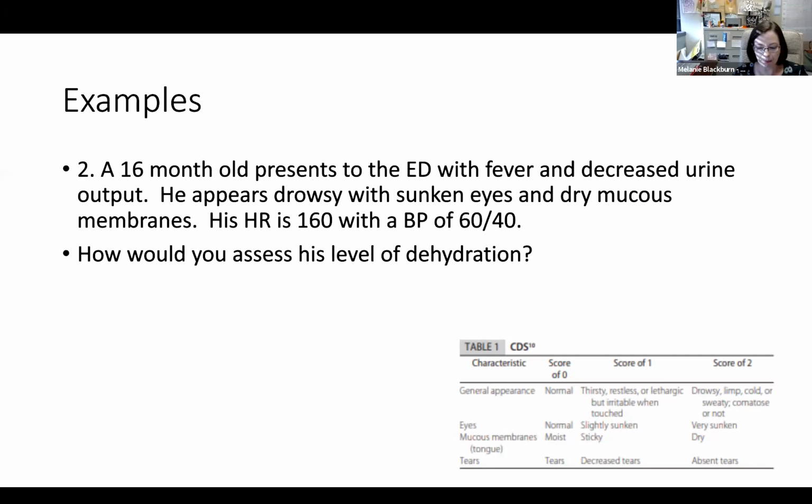Anybody want to chime in? Do you mean like mild, moderate, or severe? I would say this one is severe. Okay, so I agree. So if you use the clinical dehydration index off to the side, because he's within that 1 to 36-month age range, he meets criteria for severe dehydration.